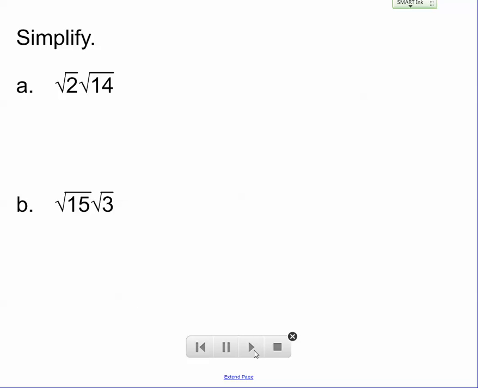Now anytime you have two square roots being multiplied by one another, you can just put them under the same square root sign and multiply them. So the square root of 2 times the square root of 14 is the same as the square root of 2 times 14. Now that I can make into the square root of 28. Now, if that were a perfect square like 9, 16, 25, 36, 49, it'd be really easy. Unfortunately, this is not a perfect square. And whenever we simplify an expression like this, we always want to simplify the final radical as well.